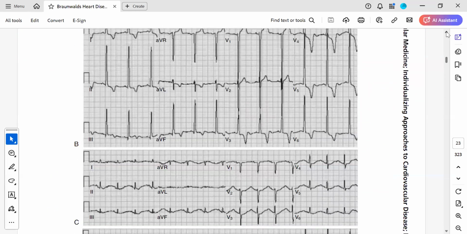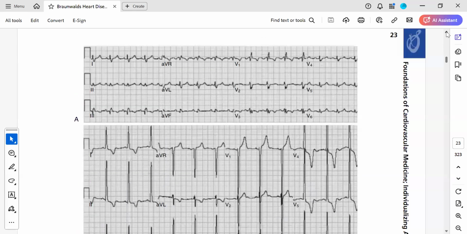So the one labeled A shows a borderline sinus tachycardia, which also has a right bundle branch block morphology. I can't really count the small boxes, but I think it's maybe an incomplete right bundle branch block morphology.